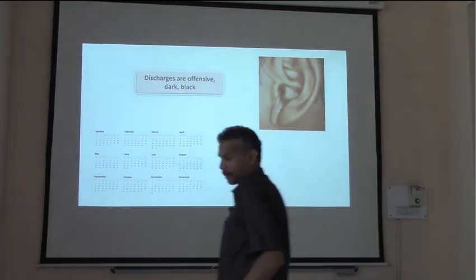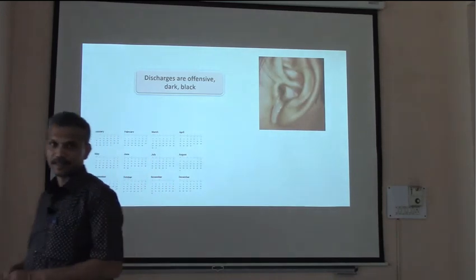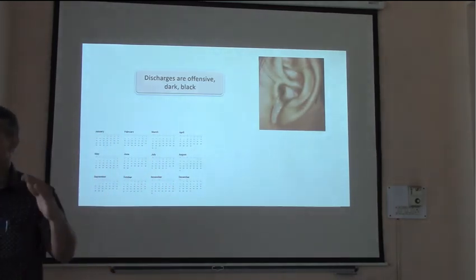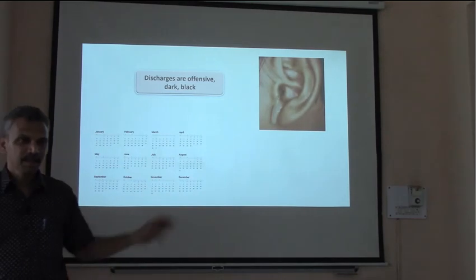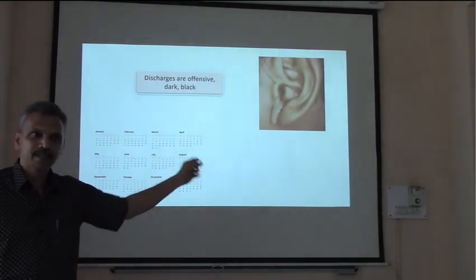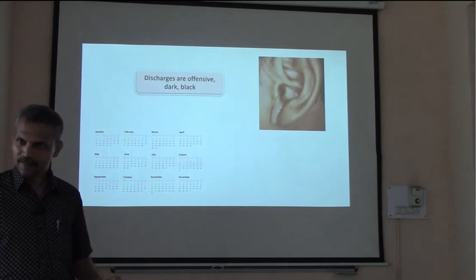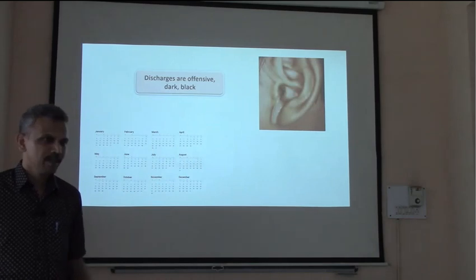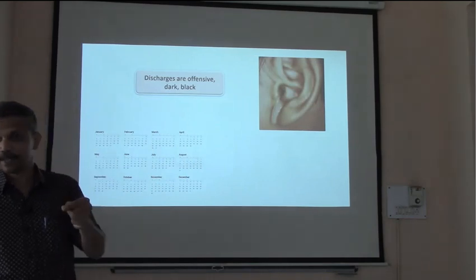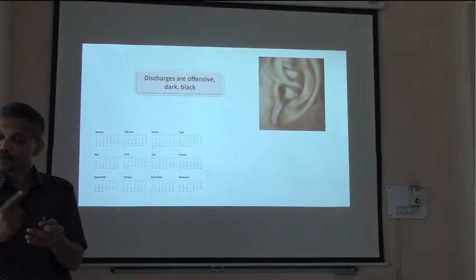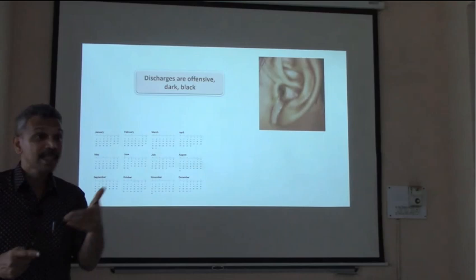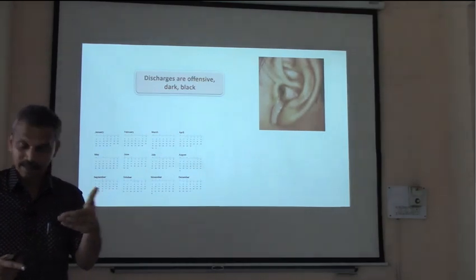If you look at the chapter Generalities, under that you have a rubric Periodicity. I was referring to this; there are many Ophidias mentioned under periodicity, but not all Ophidias, many Ophidias. So Ophidias which have periodicity: we have Lachesis, Crotalus horridus, Crotalus cascavella, Vipera, Cenchris. These are a few remedies.